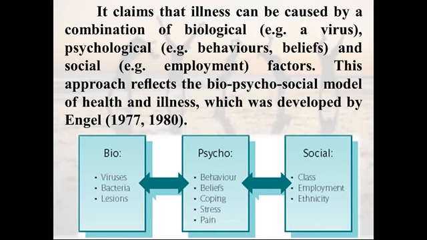Which type of approach is this? Which I discussed, that is a combination of bio, psycho and social, reflects the biopsychosocial model of health and illness, which was developed by Engel in 1977-1980, which is available here in a small slide I put up. What are the biological factors, which I discussed? Psychological factors, your coping, your stress, your pain. Social factors, which class you belong to, your ethnicity, employment, everything else. These are the biopsychosocial model.